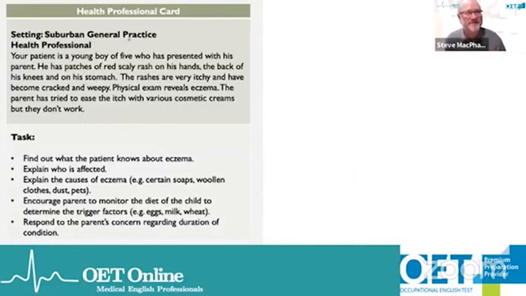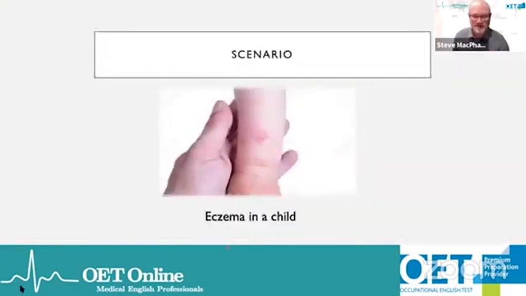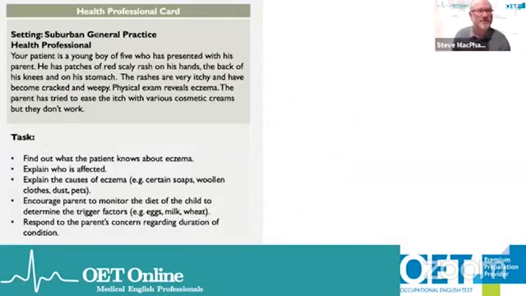So here's a case, everyone. This is a case where we are, well, you saw by the previous image, it's eczema, everyone. So we're going to do a case with eczema in a child. This is just an example. Eczema in a child, you can see that on the image. And then you've got the health professional card. We've got our setting. We're in a suburban general practice. And then we've got our card.